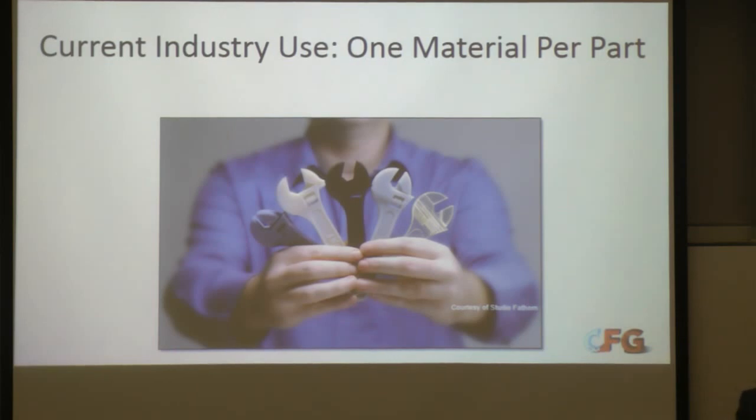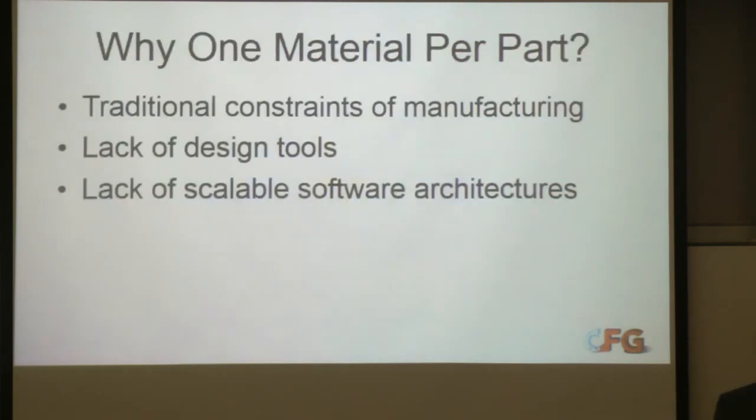Multi-material printers exist right now, and you can print with them, but when you look at the current industrial use, you will see that people typically print parts by assigning only one material to a given CAD model. So there is really no spatial variation in materials throughout the part. So the question here is, why do people do that?